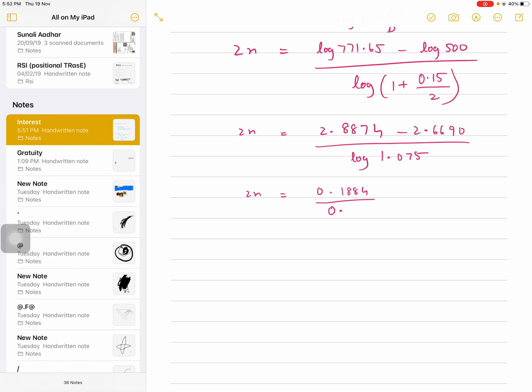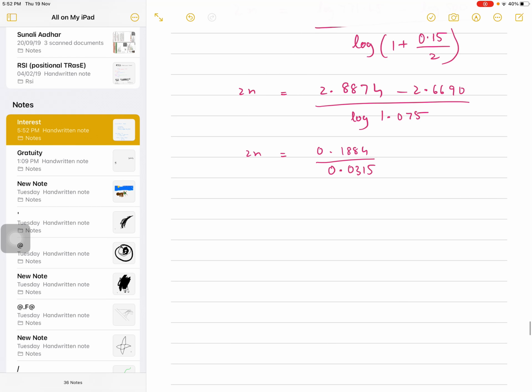How to see log table and all has been explained already, so I'm not going to waste time on that. Okay, so 2n is equal to, when you divide, it comes to 5.98. So n is equal to 5.98 divided by 2, which comes to 2.99 or 3 years.